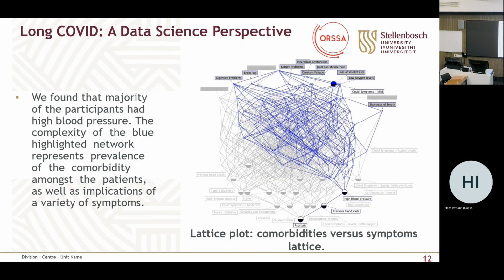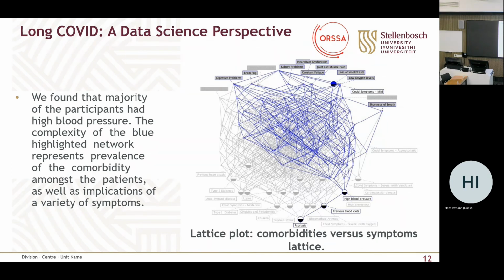And so we have a lattice plot. The lattice plot is based on knowledge representation, and this plot was created using formal concept analysis, using matrices and the rest. But there's no need to go into that. To read this plot, just read from the bottom upwards. So we have high blood pressure, and this is just for high blood pressure, showing the relationship of the high blood pressure comorbidity with other symptoms.